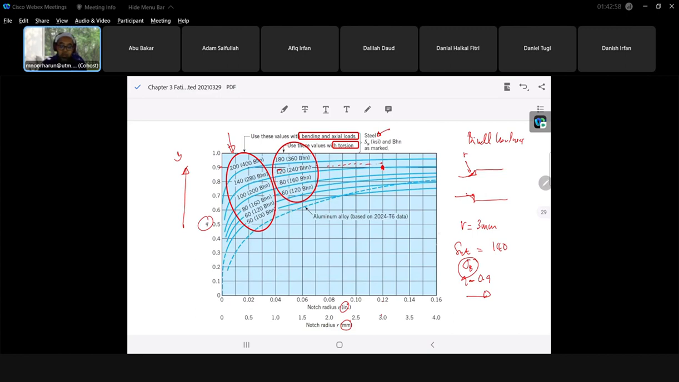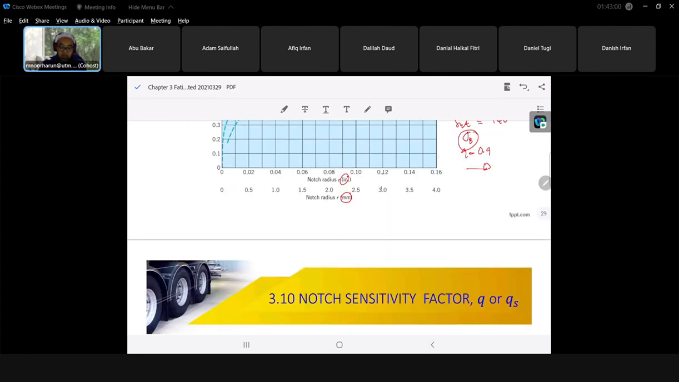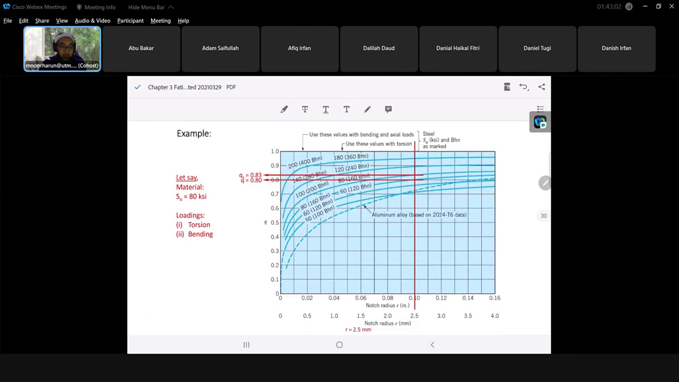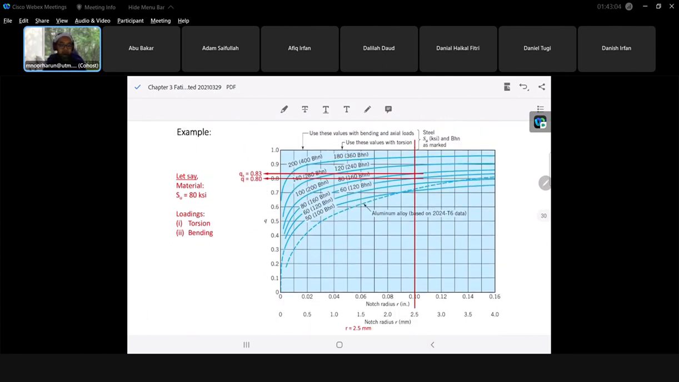Okay, next there are examples beside this one. You can look at them and read the examples. One is Q S for torsion, and one is for bending.